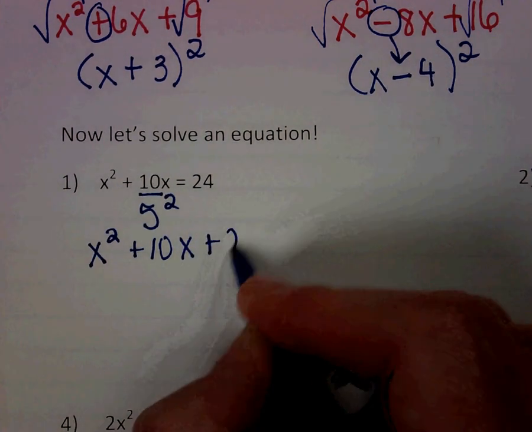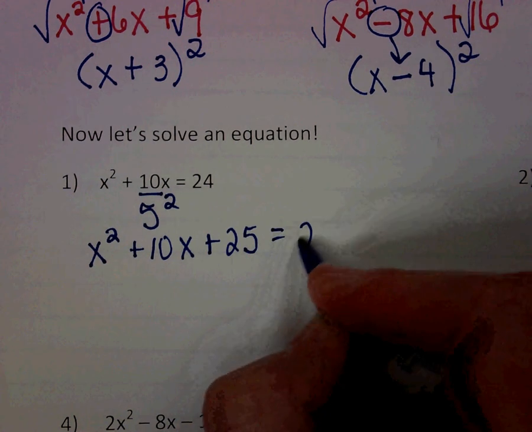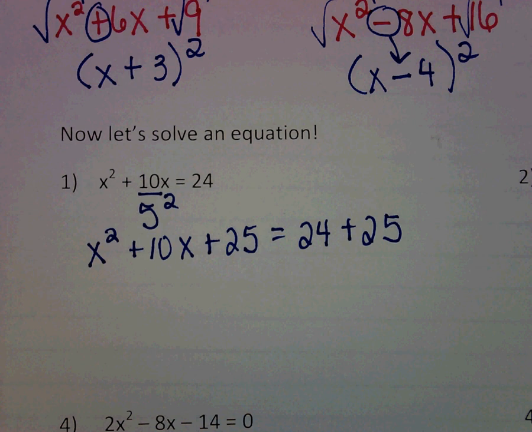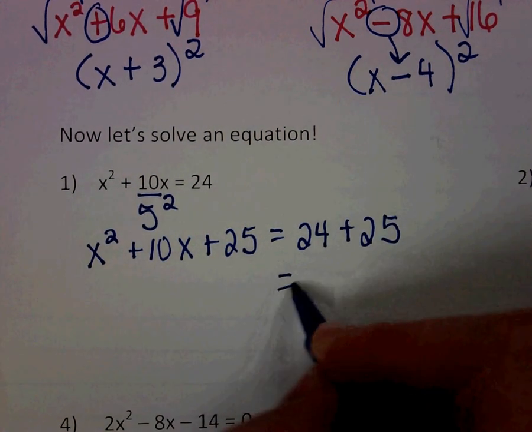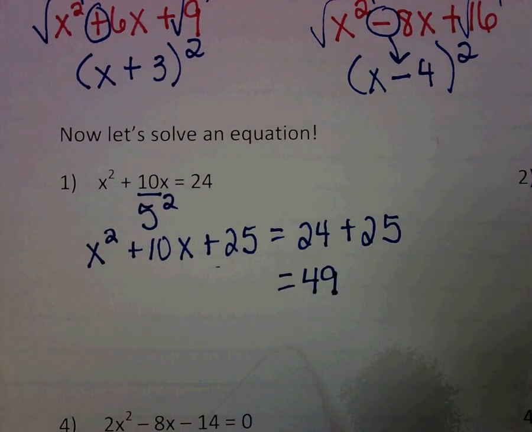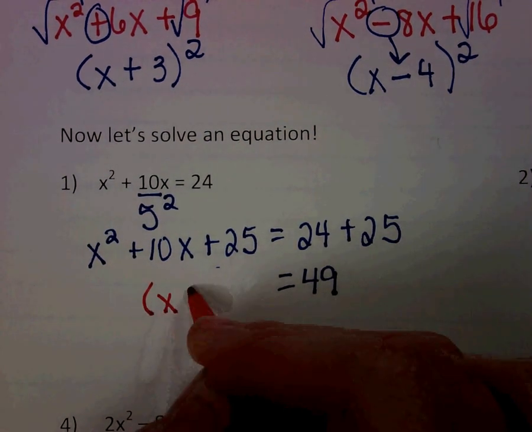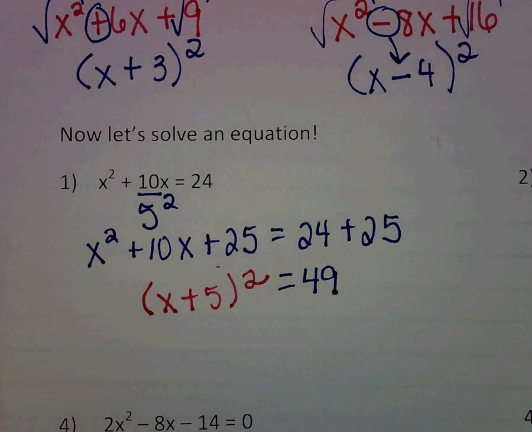Now remember, equations are balanced. So if I add 25 to the left, I also have to add 25 to the right. Okay, so now my equation, I'm going to go ahead and add 24 and 25 to get 49, but I'm going to factor my perfect square trinomial. So that's just going to end up being x plus 5 squared. So now step 6 says we can just use our square root method to finish solving.